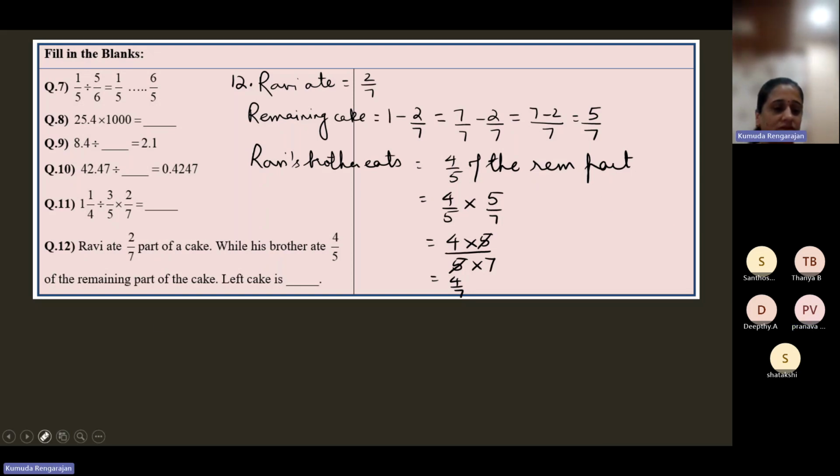Yes. See, first there was 1. Of this 1, Ravi eats 2/7. So what was remaining? 5/7. Now, of this remainder 5/7, his brother eats 4/7. Now what is the remainder? 5/7 minus 4/7, which is 1/7. Yes, ma'am, I got the same answer.